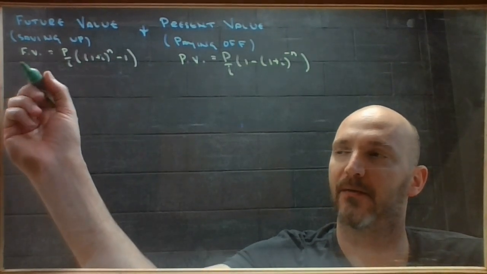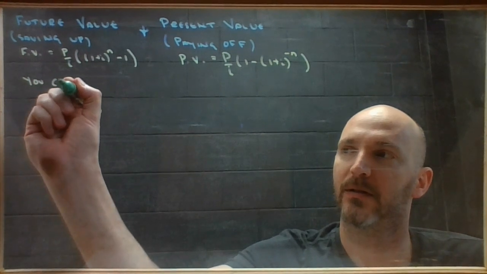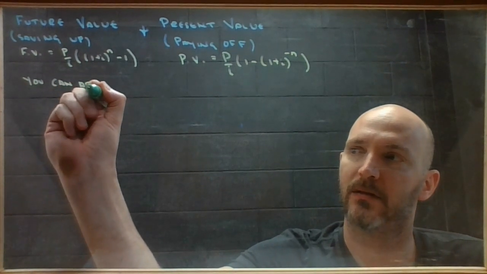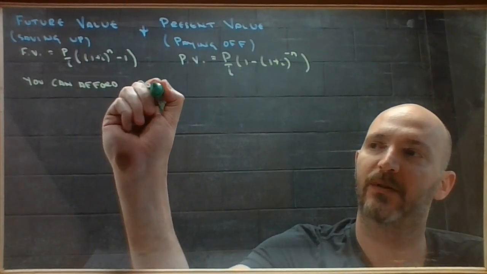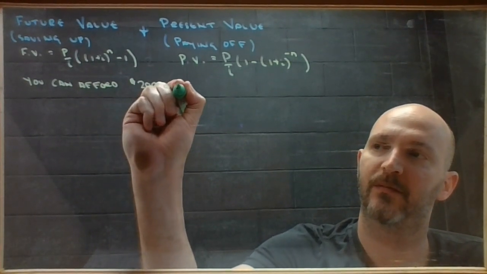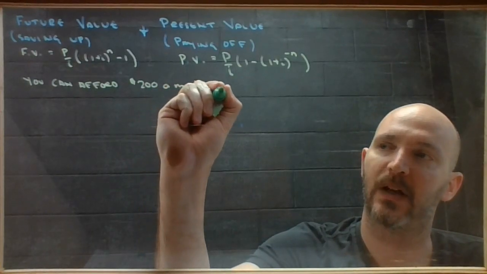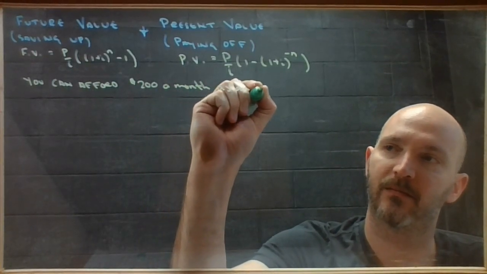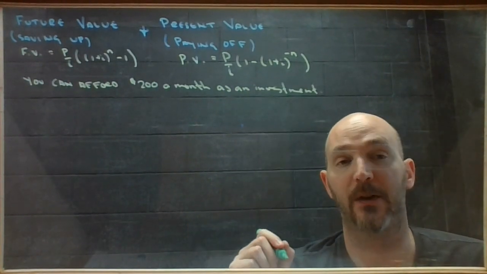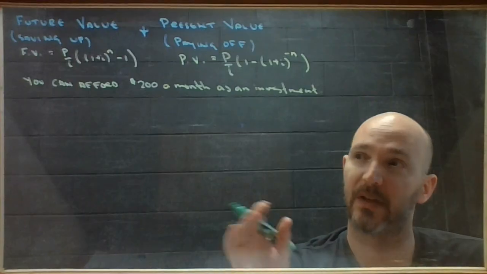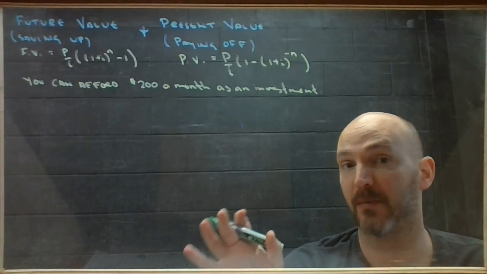Suppose you can afford $200 a month as an investment. Okay, that's $100 a paycheck. So that is an achievable amount of money for most people.